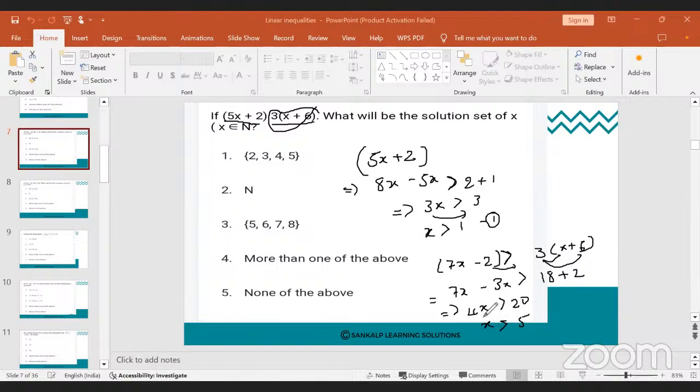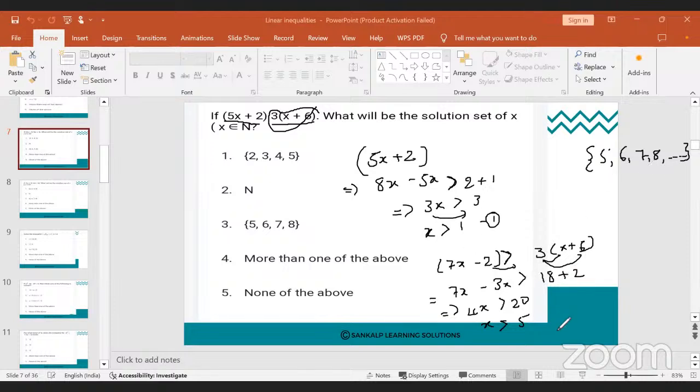So if you take the intersection of the resultants, what will we get? X should be greater than 5 and x should be greater than 1. X greater than 5 means you can start with 5, 6, 7, 8, and so on. Okay, Bhima Bhai Ambedkar, your answer was right, but the set was completed by the 8th. The 8th element was the last here.